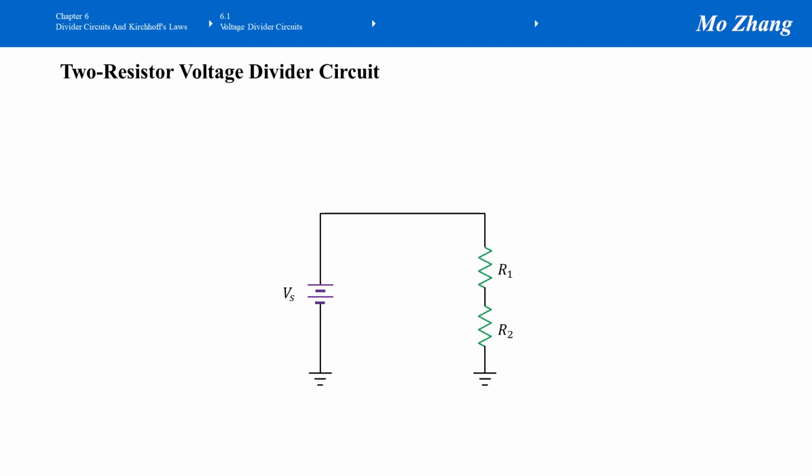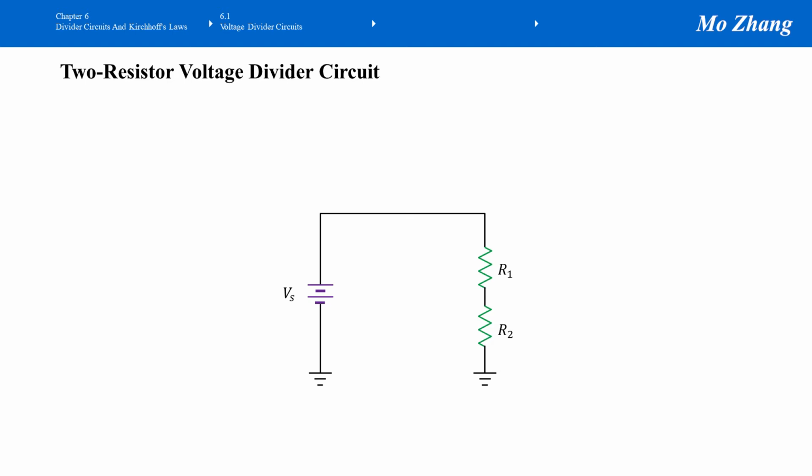First, let's draw the simplest voltage divider circuit. As shown here, this circuit is the simplest circuit. It has one voltage source and only two resistors, R1 and R2, connected in series. This is the simplest voltage divider circuit. We can add more resistors, such as 3, 4, or many resistors in the circuit. That circuit is a more complicated voltage divider circuit than this.